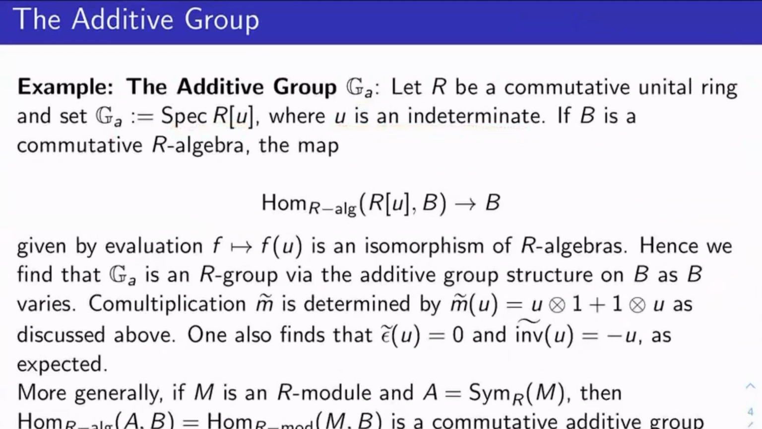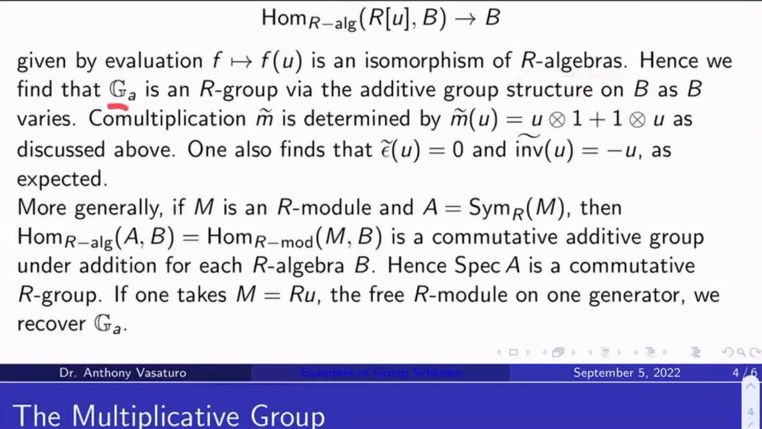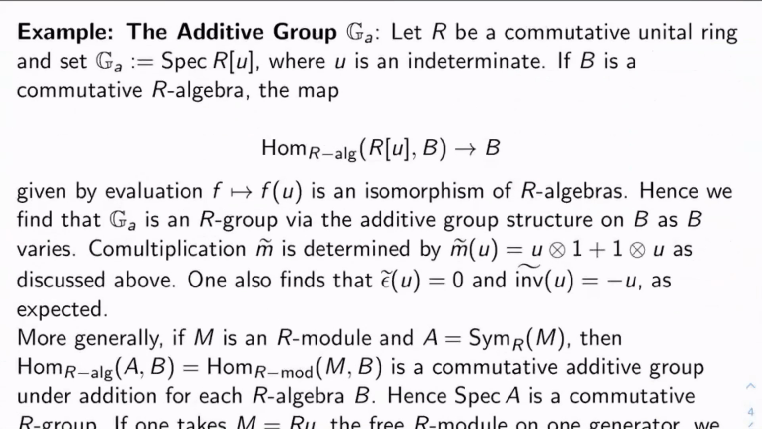If B is a commutative R-algebra, the map from R-algebra homomorphisms from R[U] to B, given by evaluation, so you send f to f evaluated at U, is very easily seen to be an isomorphism. And so you find that G_a is an R-group via the additive group structure on B as B varies. In other words, we are able to put a group structure on G(B) in a natural way, categorically speaking, as B varies. And that's enough by what we just discussed.